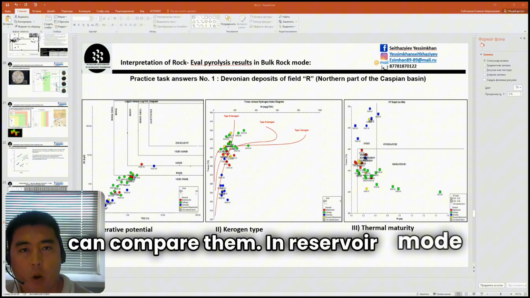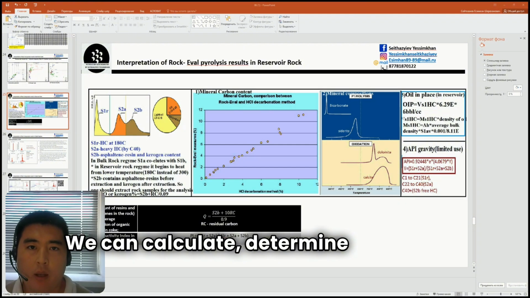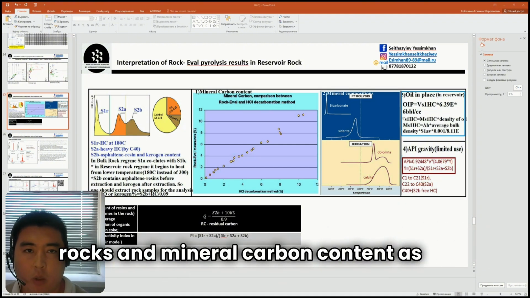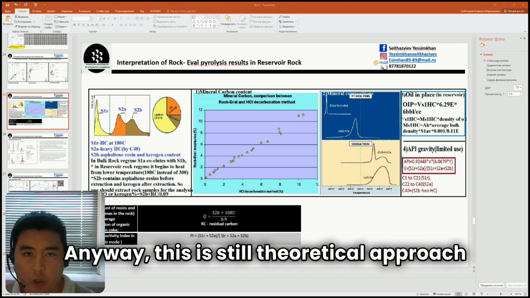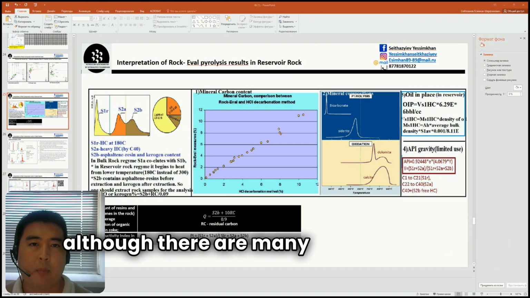In the reservoir mode of Rock-Eval pyrolysis, we can determine the asphaltene content of reservoir rocks and mineral carbon content as well. Anyway, this is still a theoretical approach, which should be developed further, although there are many publications on it.